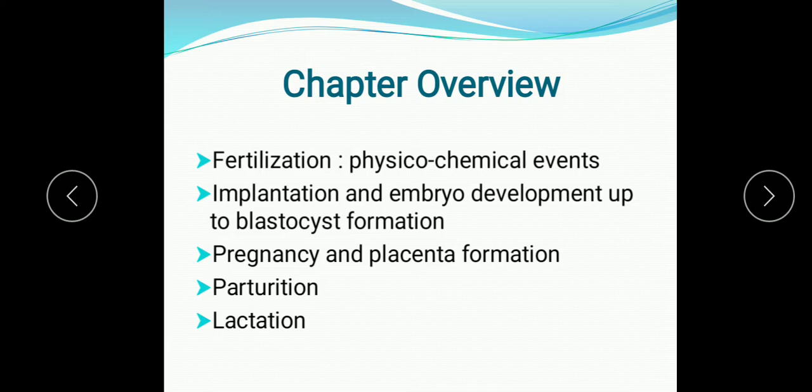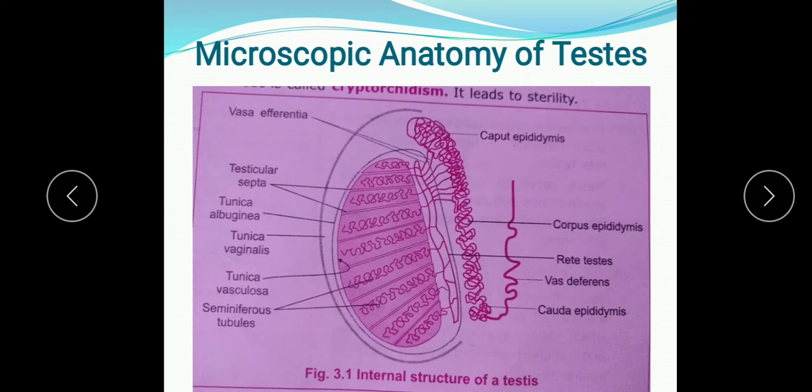So first we will start with the male and female primary reproductive organs. Details of these systems are not in your syllabus this year. So we'll start first with the primary male reproductive organs in human.